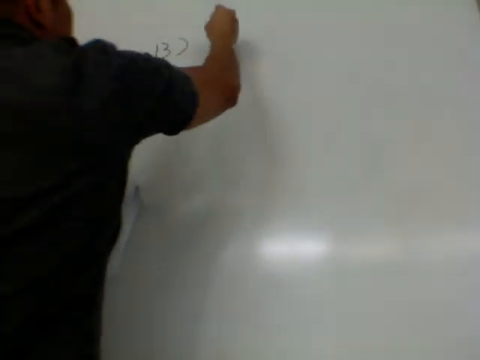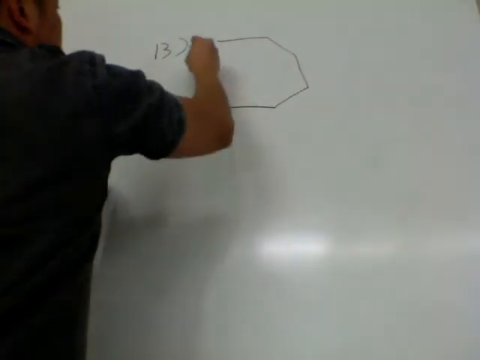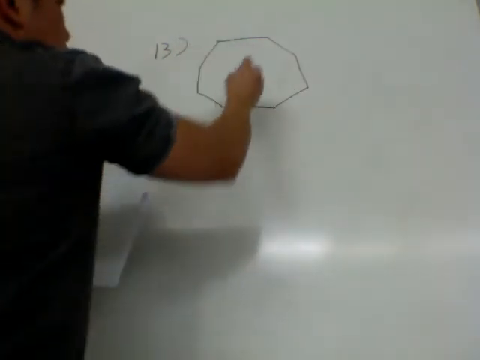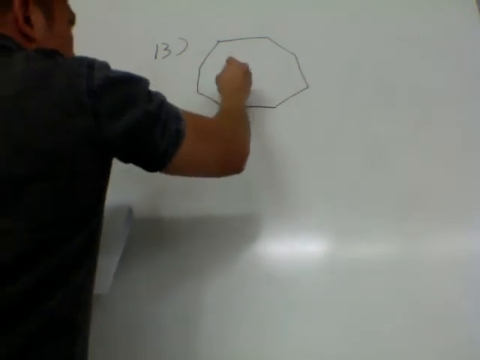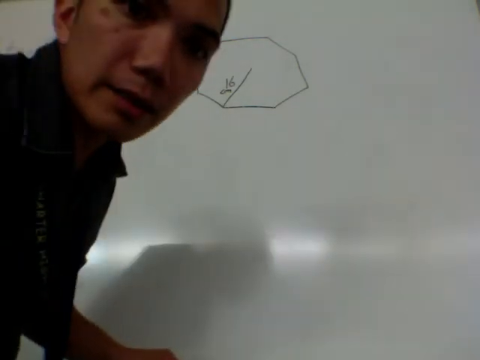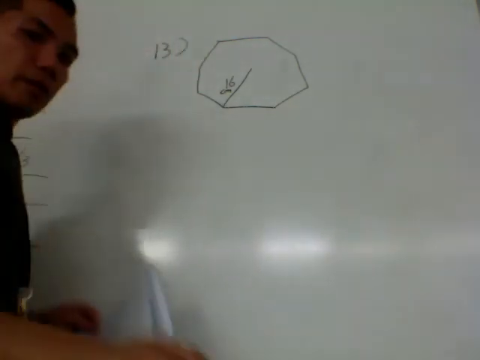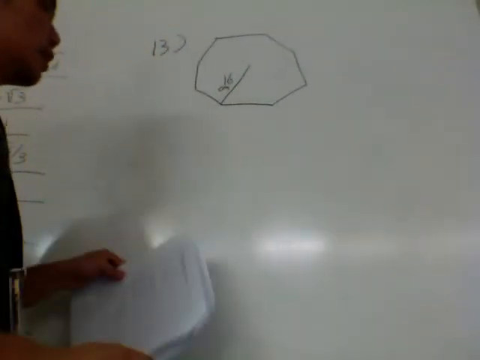This is on the other lesson plan on YouTube, so you could watch that. So 13. So you're given an octagon, and this time you're given the radius. Okay? So the radius is 16 centimeters, so you can't really see that from this angle. Okay? But you have it on your papers.